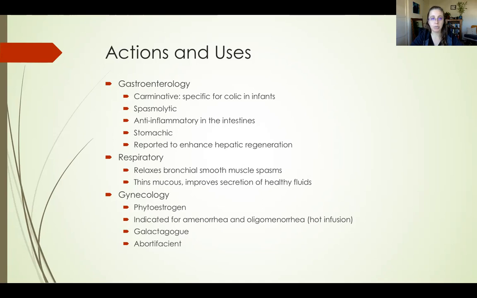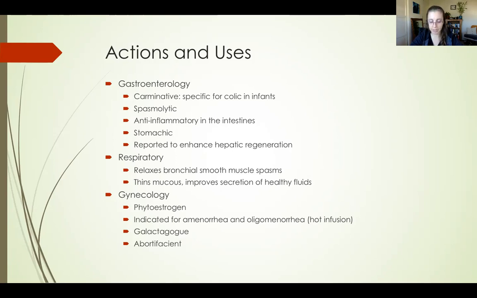Carminative, in case you're not familiar with that term, refers to soothing the GI tract and relieving flatulence. Medicinally, we use carminatives mainly to dispel gas, relieve spasm, relieve colic, and the carminative actions of this plant are due to the volatile oils, and most volatile oils will have this action.